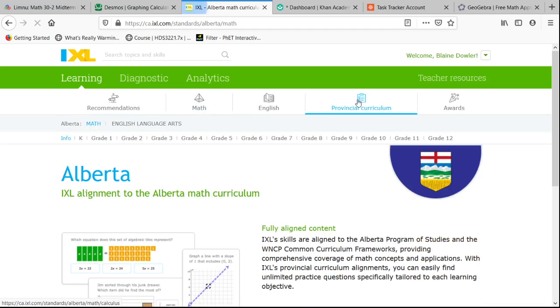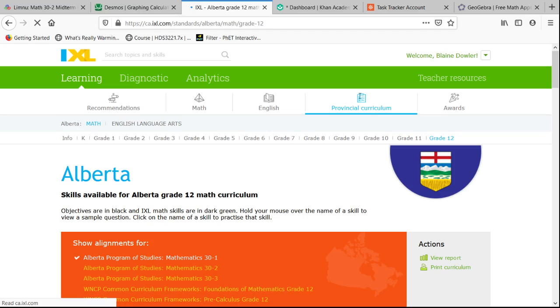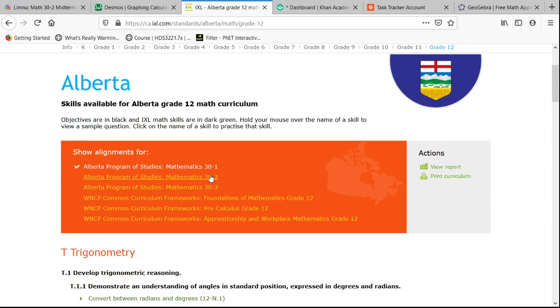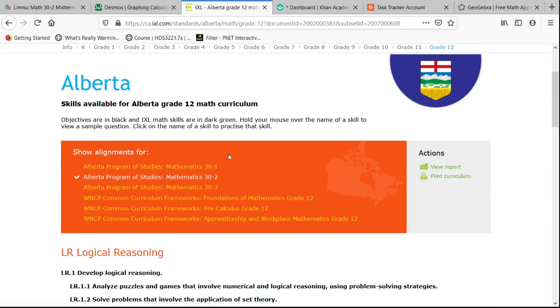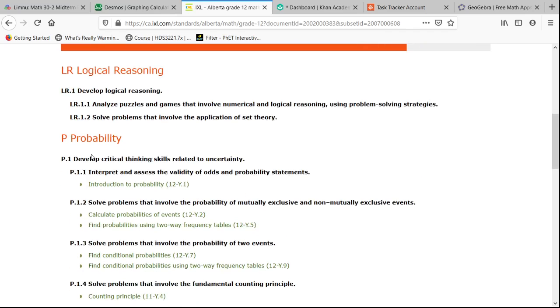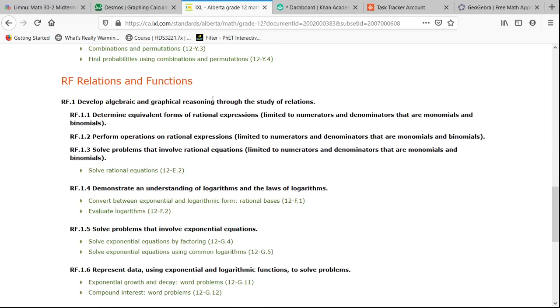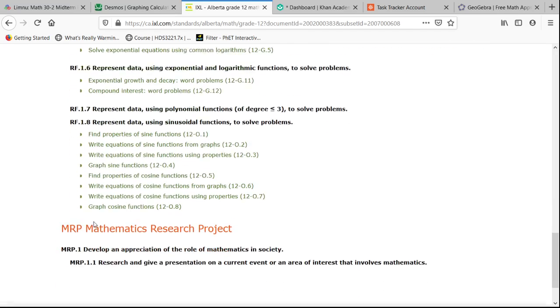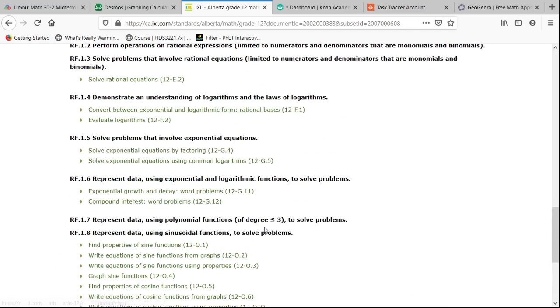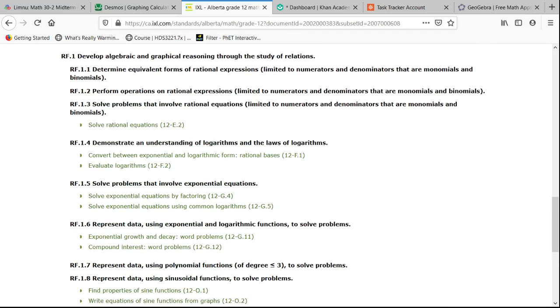Okay, excellent. Because the easiest way to prep for 30-2, you come into the provincial curriculum, you go to grade 12, and you say, show me math 30-2. So the logical reasoning and probability is what we'll be doing after the midterm. Relations and functions, all of this is before the midterm. And here that's RF1, RF2, RF3, 4, 5, 6, 7, and 8. So you notice it doesn't cover everything that we're doing, but it does cover a chunk of it. So these are good ones to go back to.